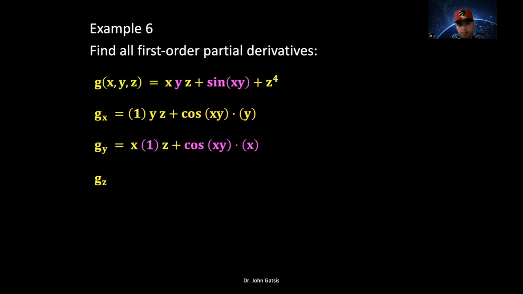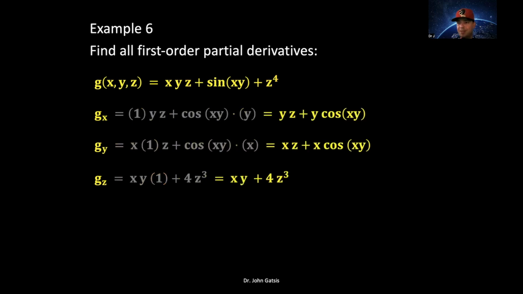g sub y, a very similar pattern, except x and y you can see are interchangeable. So by a similar logic, we have a very, very similar result. g with respect to z, well, that first term has a similar pattern to the earlier terms, but then we don't have to worry about the trig function, just the power z to the 4, which is going to be 4z cubed. And we can clean those up and move on with our day.